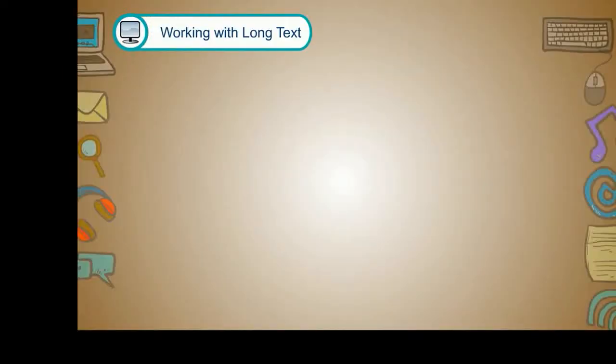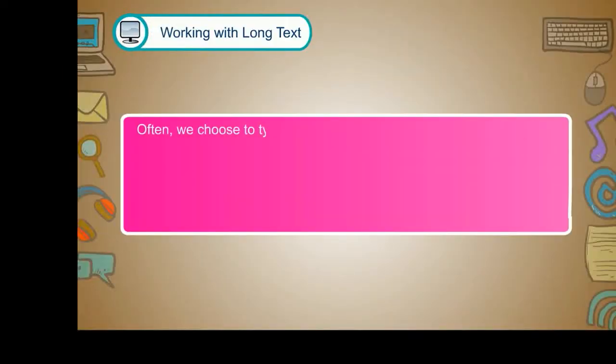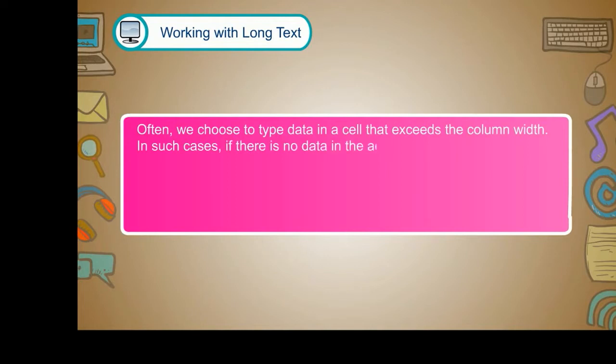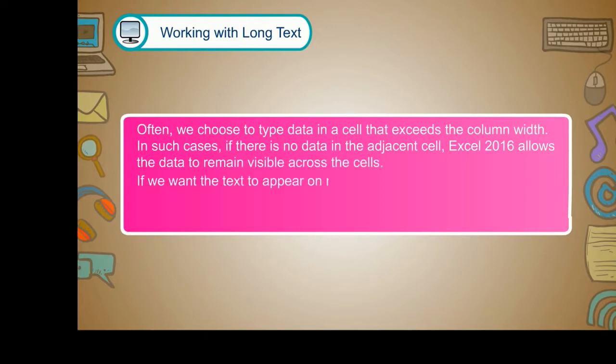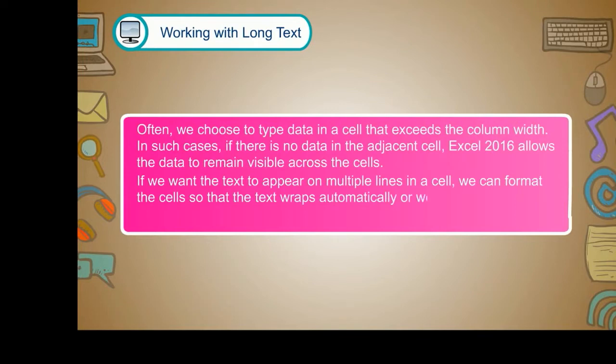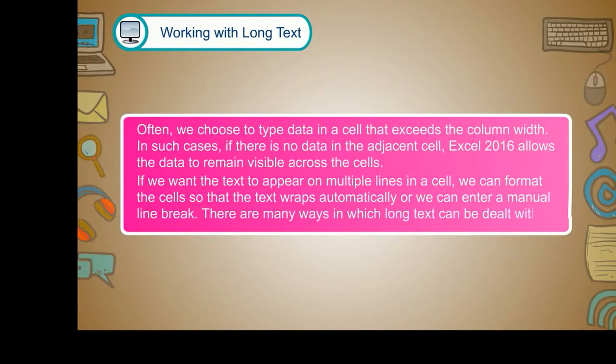Working with long text. Often we choose to type data in a cell that exceeds the column width. In such cases, if there is no data in the adjacent cell, Excel 2016 allows the data to remain visible across the cells. If we want the text to appear on multiple lines in a cell, we can format the cells so that the text wraps automatically, or we can enter a manual line break. There are many ways in which long text can be dealt with.